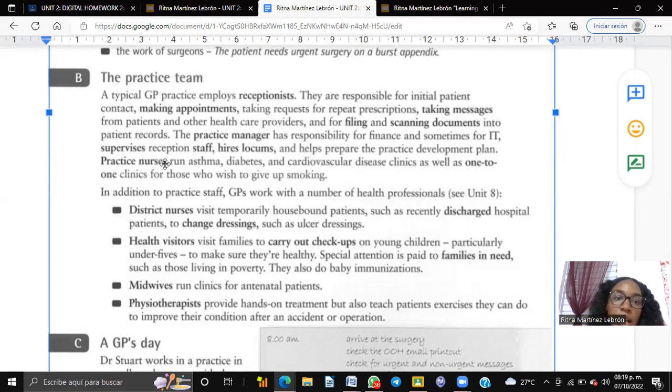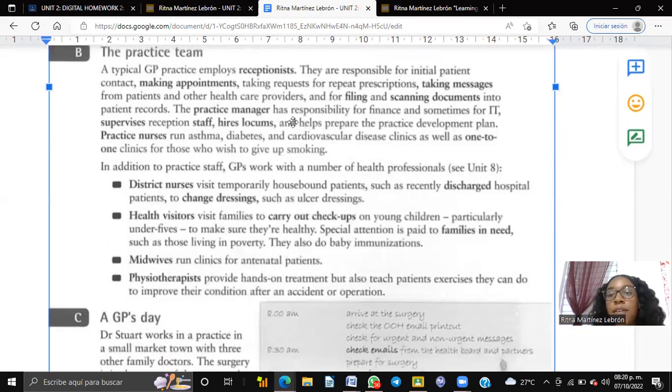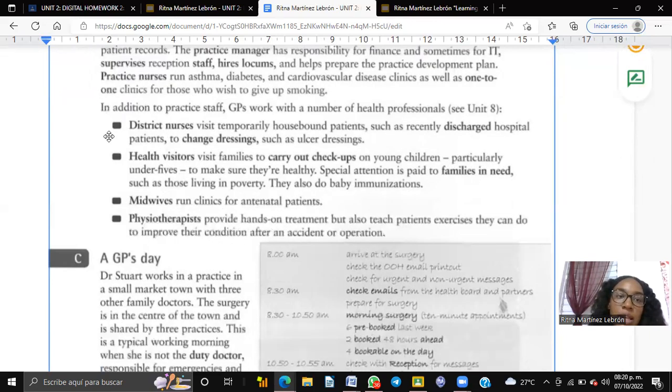They supervise reception staff and help prepare the practice development plan. Practice nurses run diabetes and cardiovascular disease clinics, as well as one-to-one clinics for those who wish to give up smoking. In addition to practice staff, GPs work with a number of health professionals.